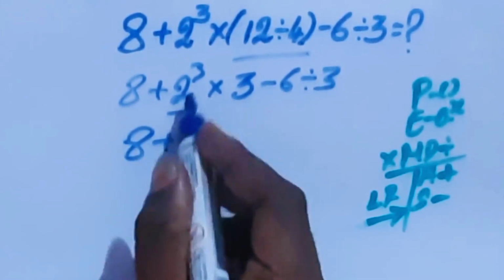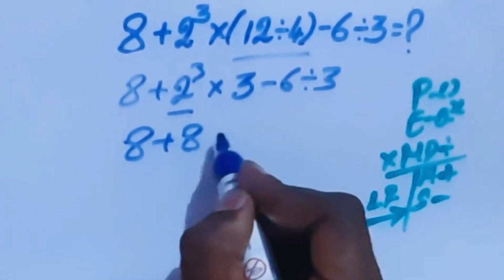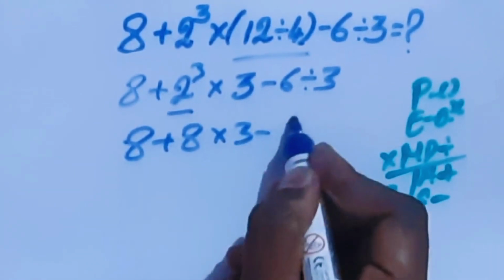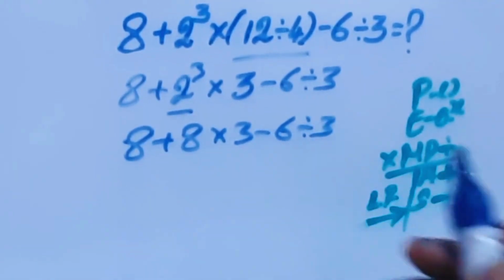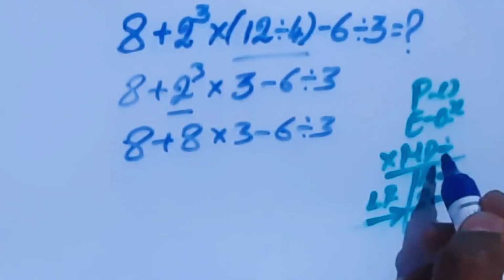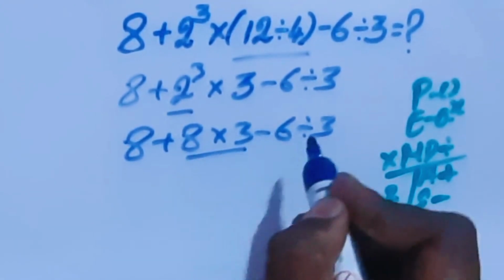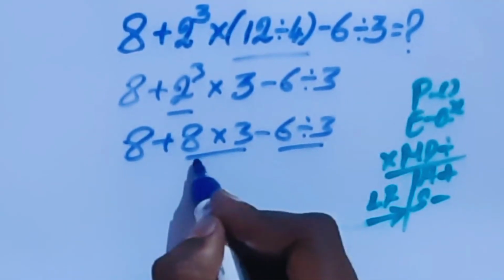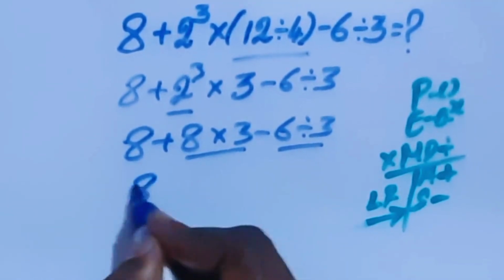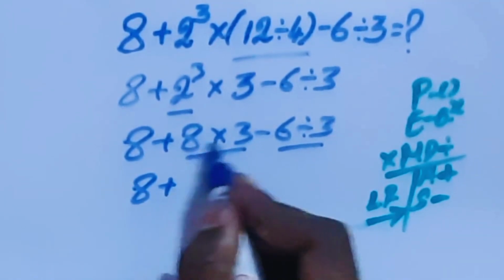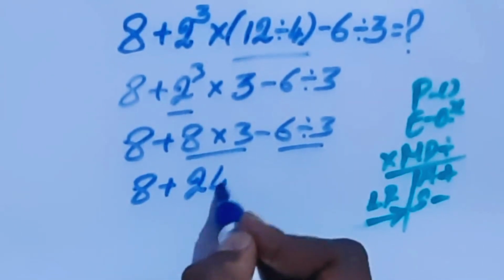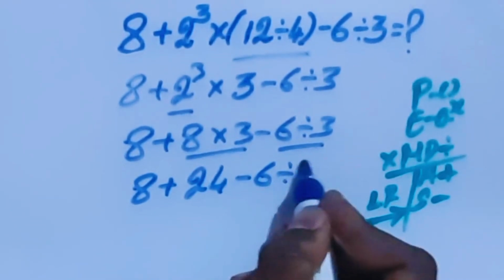So 8 plus 2 power 3 is 8, times 3, minus 6 divided by 3. Here the next priority is multiplication and division. Here we have multiplication and division. First we have to do this one. So 8 plus 8 times 3 is 24, minus 6 divided by 3.